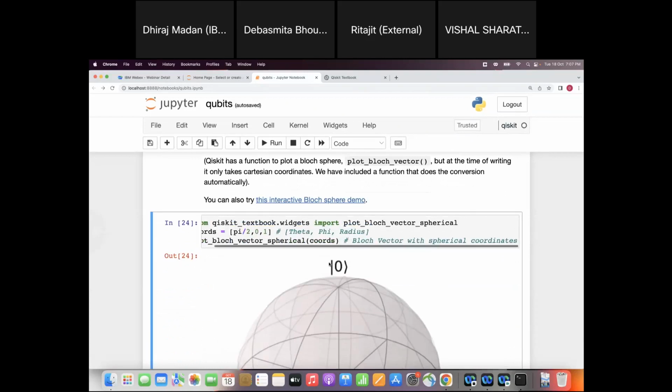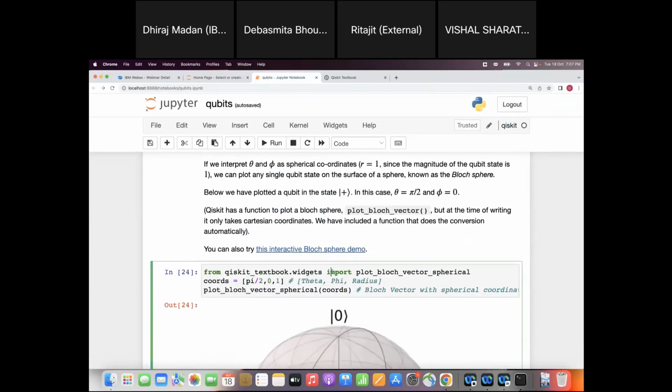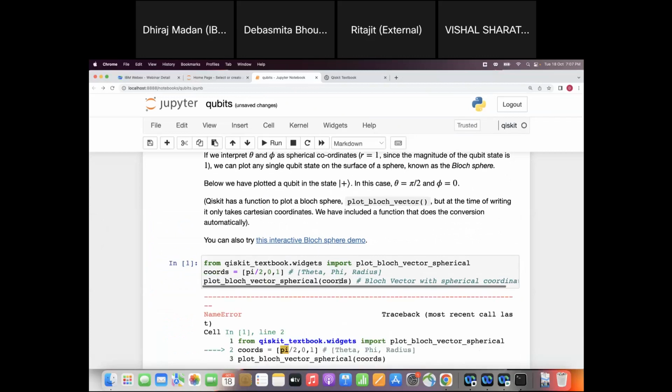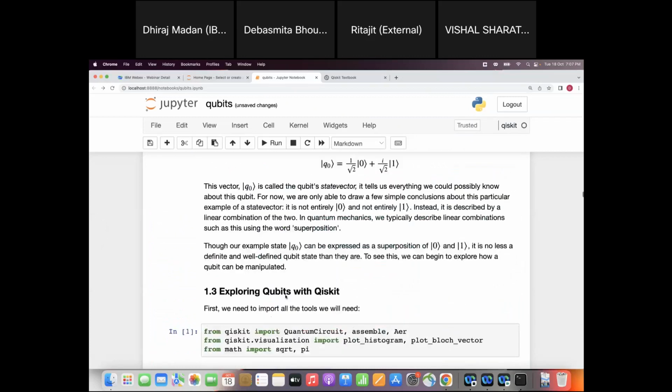So let's see an example, because the best way to visualize it is through an example. Sorry, I'll have to import some cells.